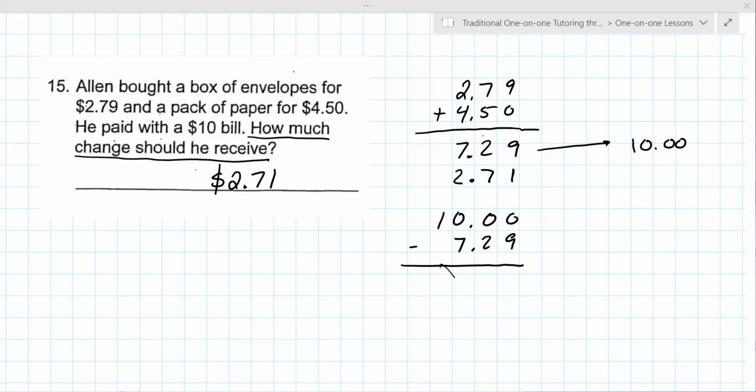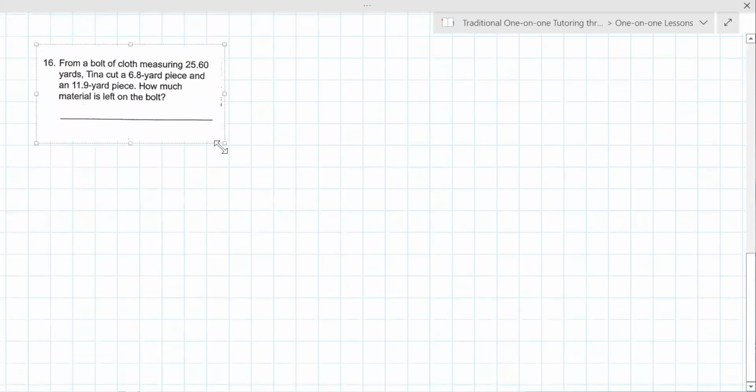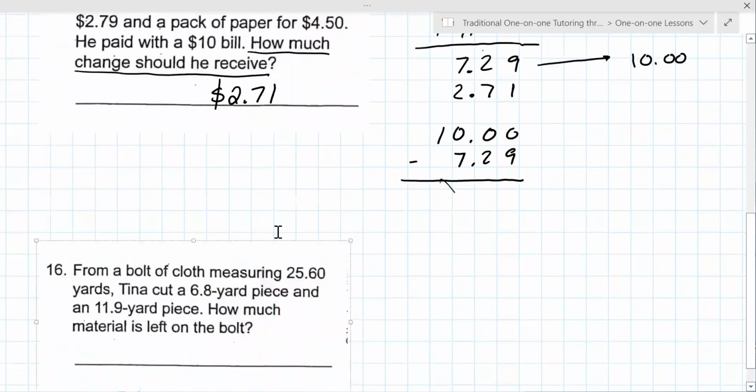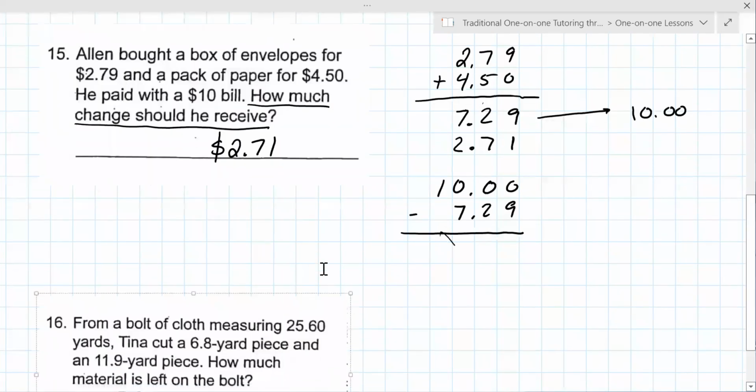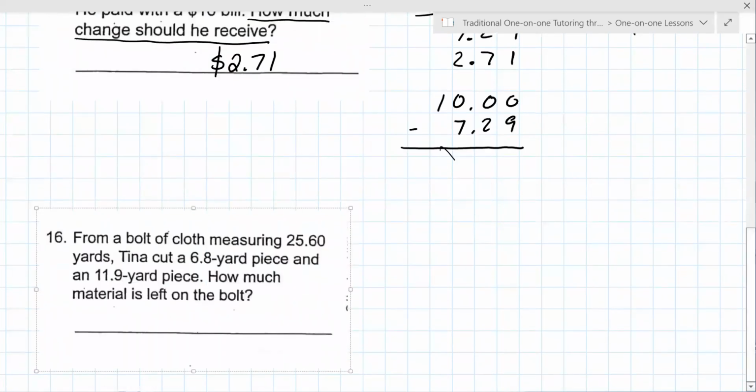All right, let's look at number 16 next. Did you get all that down? I'm sorry, I didn't mean to. I did. Okay. All right, so let's look at number 16.